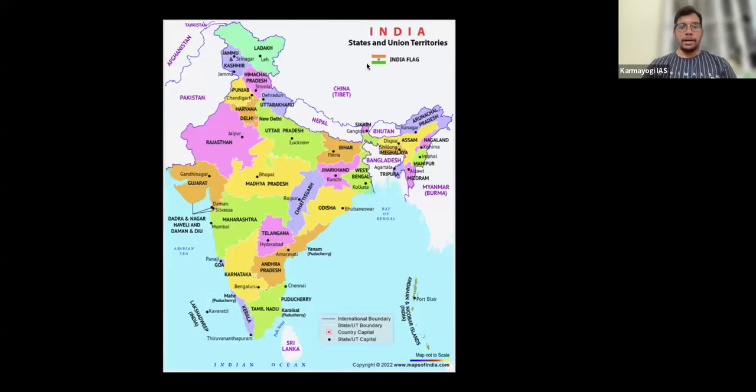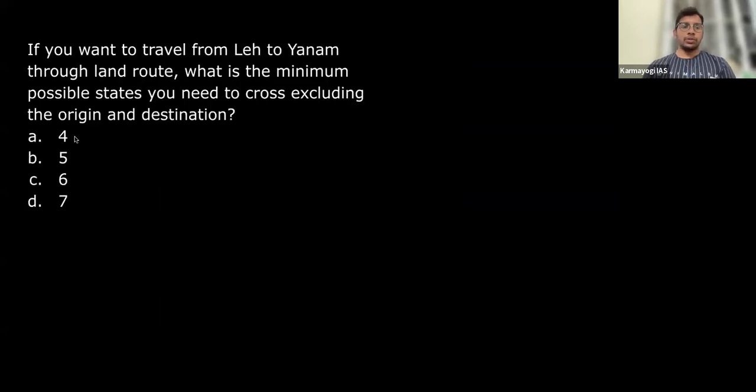So if you see the map, here we have Leh and here we have Yanam. So Himachal Pradesh has a small boundary with Uttar Pradesh, and from Uttar Pradesh you have a boundary with Chhattisgarh, and from Chhattisgarh you have a boundary to Andhra Pradesh. So a total of 4 states: Himachal Pradesh, Uttar Pradesh, Chhattisgarh, and Andhra Pradesh, and then reaching Yanam. So the origin, Leh, and the destination, Yanam, you can exclude. So the answer is 4, right? Yeah. So this is the answer. You can pause it and solve it.